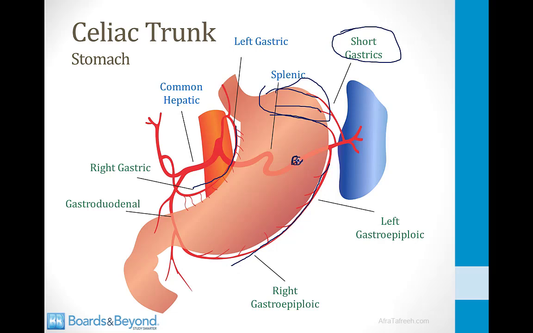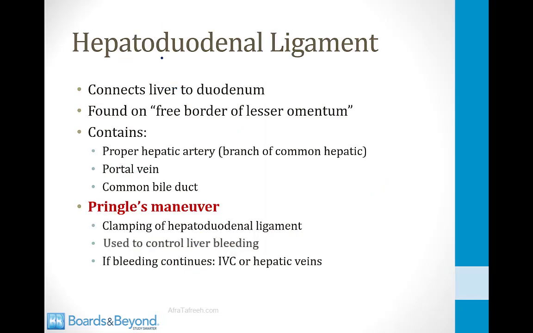If the splenic artery is occluded, that might stop blood from flowing to the left gastroepiploic, but you would still get blood this way via the right gastroepiploic. Also consider if blood stopped flowing for some reason through the left gastric here, you could still get blood to the lesser curvature via the right gastric artery. The one place in the stomach that does not have a dual blood supply is this area up here supplied by the short gastrics.